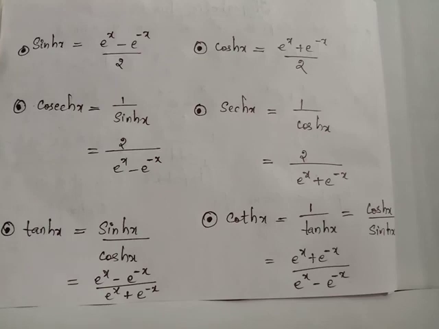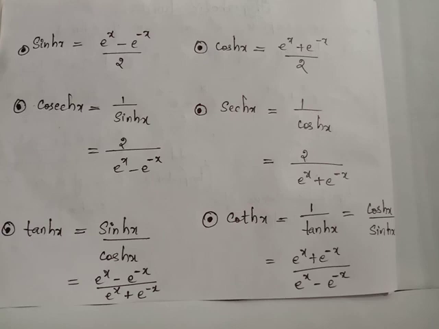Similarly, tan hx equals sin hx by cos hx, which is equal to e raised to x minus e raised to minus x divided by e raised to x plus e raised to minus x. Cot hx equals reciprocal of tan hx, which equals e raised to x plus e raised to minus x divided by e raised to x minus e raised to minus x, which can also be evaluated using cos hx divided by sin hx.